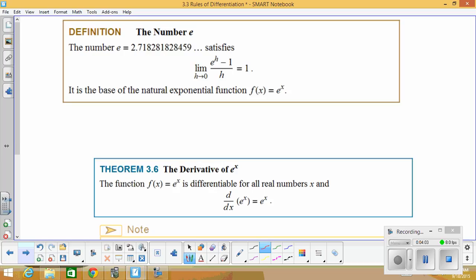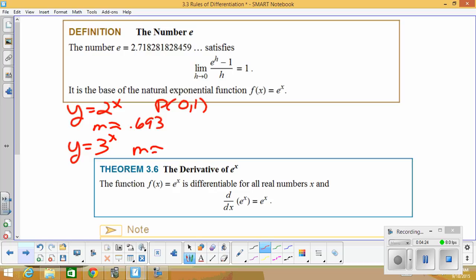From here, we can see that if we had, for example, the exponential function 2 to the x, as we're approaching the point 0, 1, its slope ended up being approximately 0.693. And y equals 3 to the x, approaching the same point, its slope approached about 1.099.